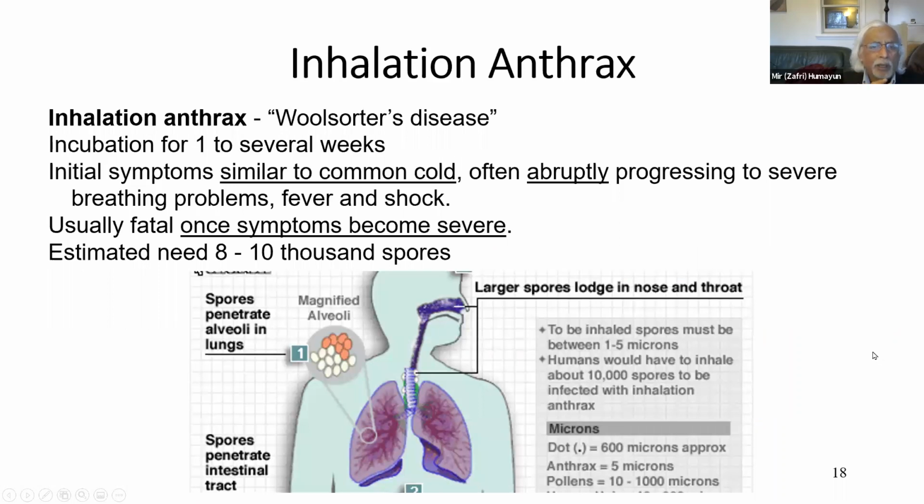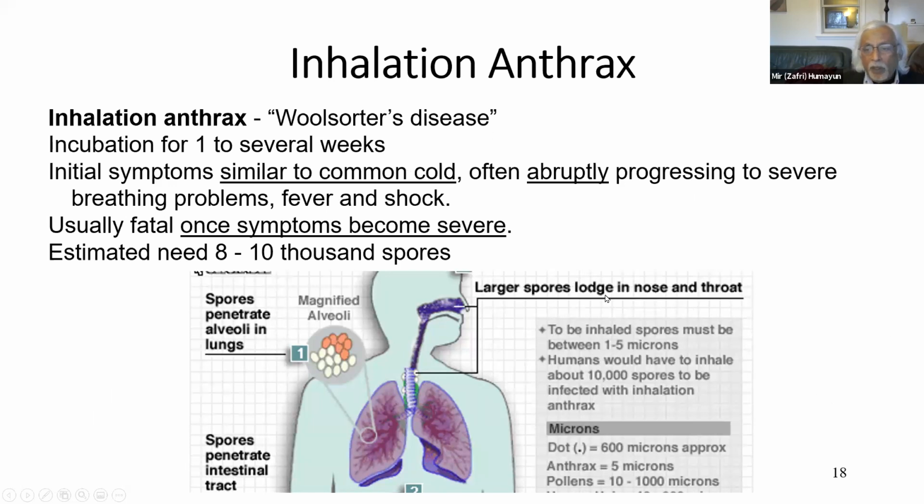Inhalation anthrax, on the other hand, is sometimes called wool sorter's disease because it was common in people who handle sheep, wool workers. Okay? Inhalation of spores leads to the disease because of germination of spores in the lung. The symptoms are very similar to common cold, but they can abruptly change to very severe symptoms, including fever and shock. And the disease is often fatal.